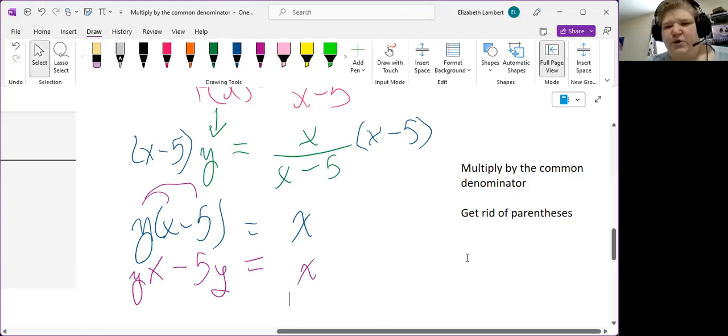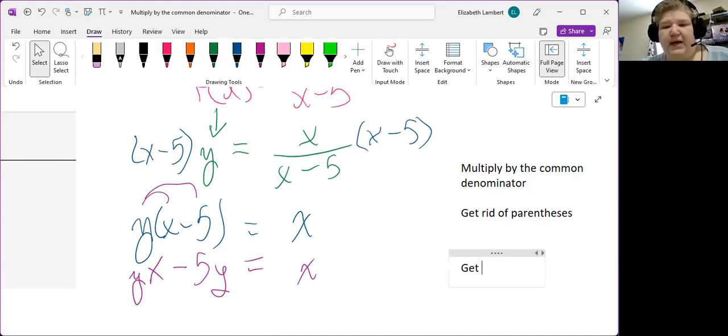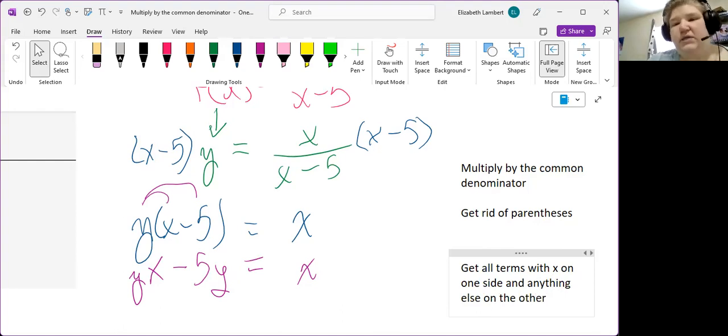Now here's where it gets a little more interesting. We are going to move stuff around. So get all terms with x on one side and anything else on the other. So when we're talking about moving things between sides, it's adding and subtracting.